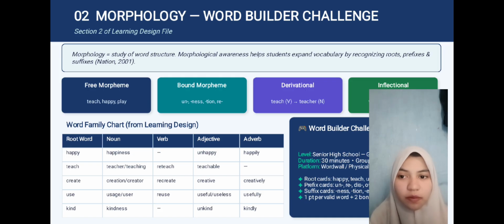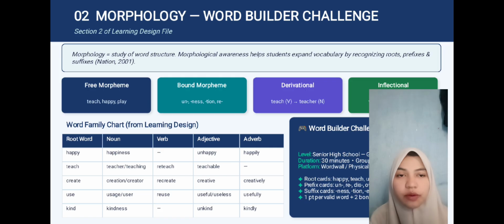The next is prefix. A prefix is added before the root word. For example, in unhappy, un plus happy makes unhappy. The next is suffix. A suffix comes after the root word. For example, teach plus er makes teacher. And then derivational morphemes create a new word or change the category, for example, teach to teacher. The next is inflectional, which marks a grammatical feature, for example, wolf and wolves.